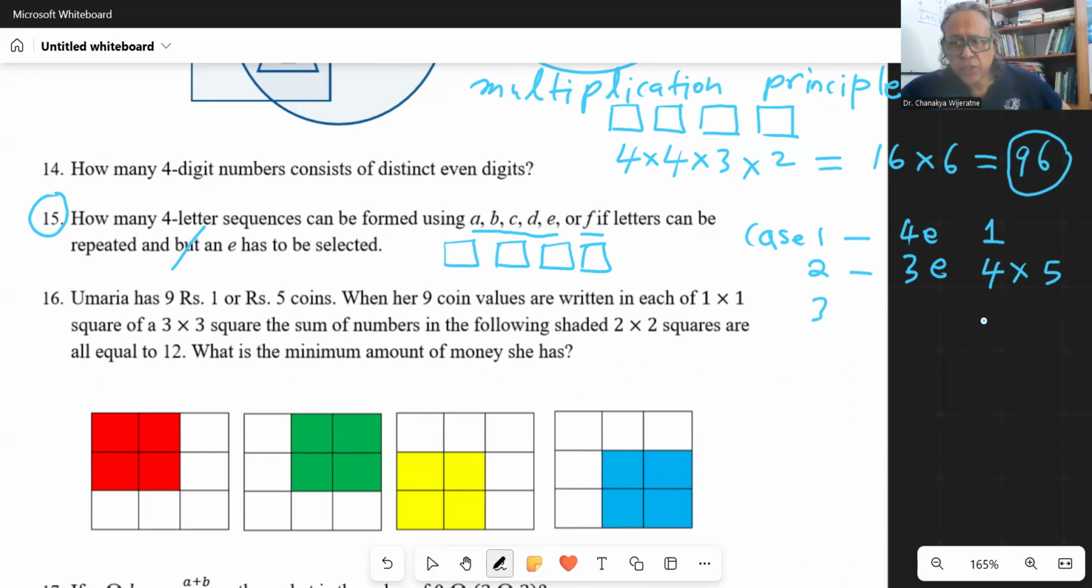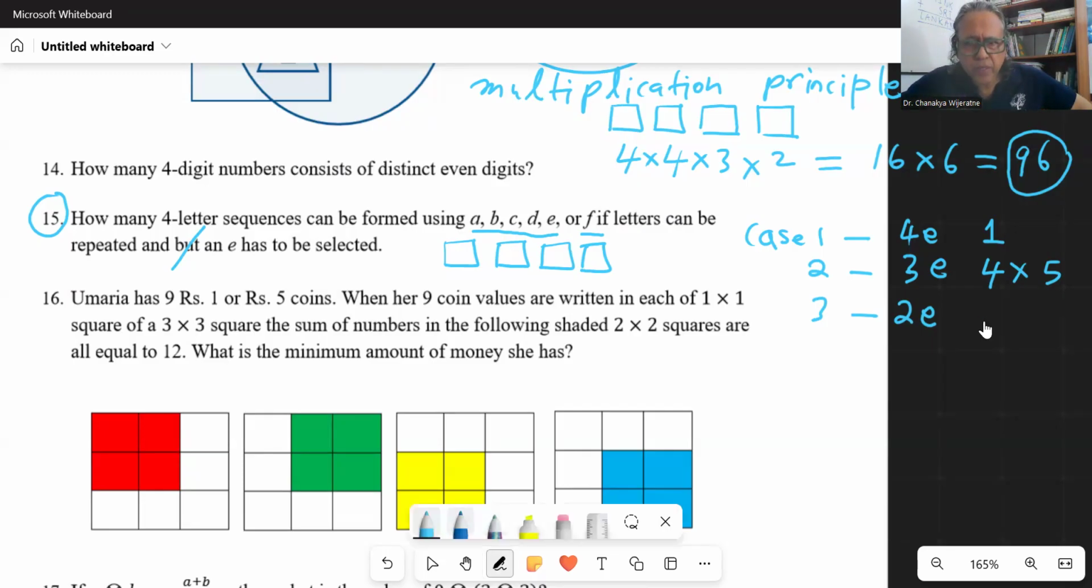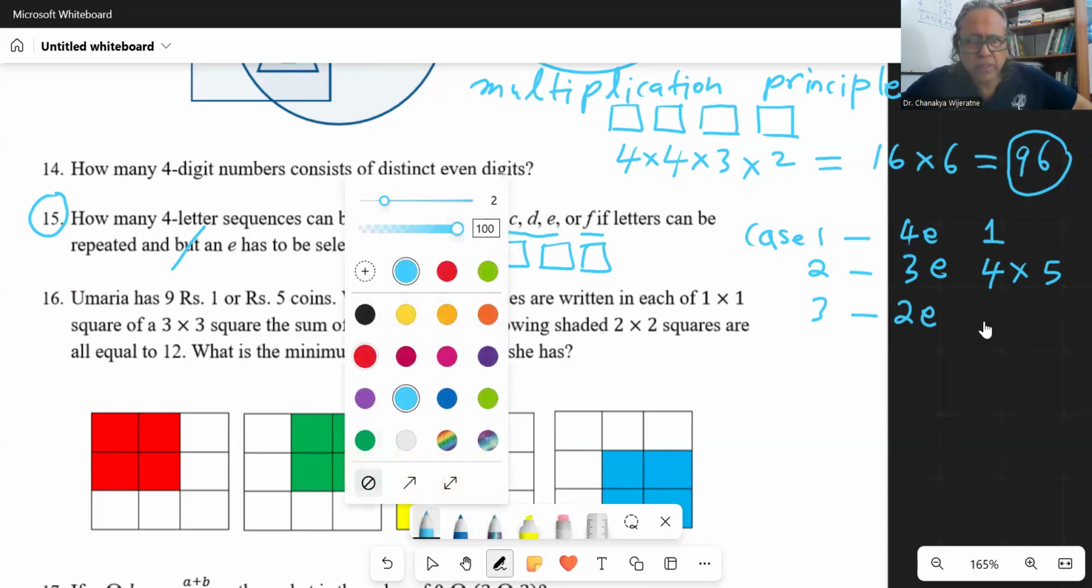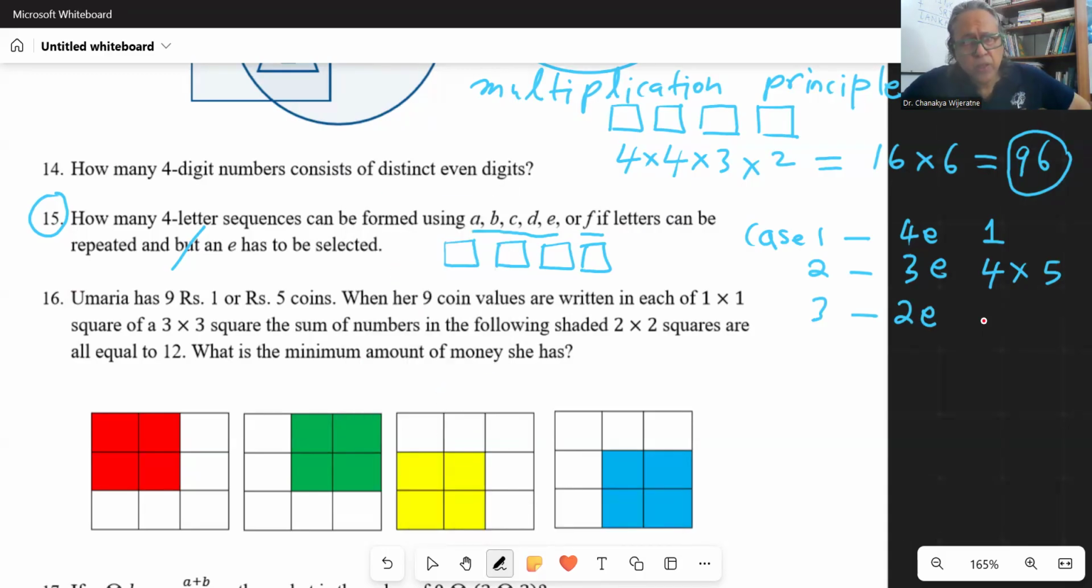Case 2, 2 E's. Now, in how many ways can you select 2 boxes for the E's? Now think about it. Let's do it quickly. I'm going to select an important color, red. So it could be this one and this.